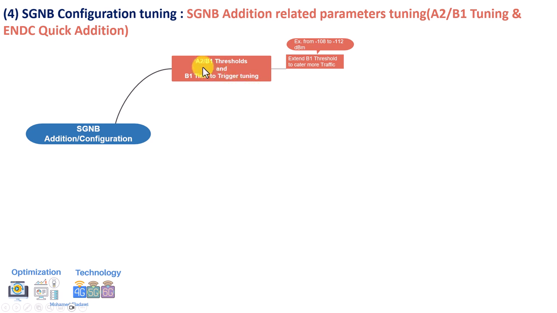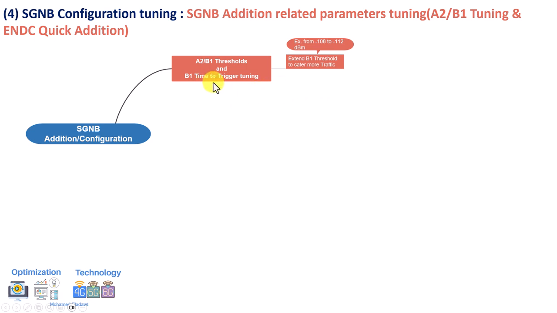For example, you have two thresholds, A2 and B1, and also the time to trigger for B1. B1 is for the SgNB addition threshold. Assuming that the current threshold is 108, you can add the 5G coverage up to 108 only. If you extend this to 112, you will have more extended coverage, so you can get more users and more traffic as well.